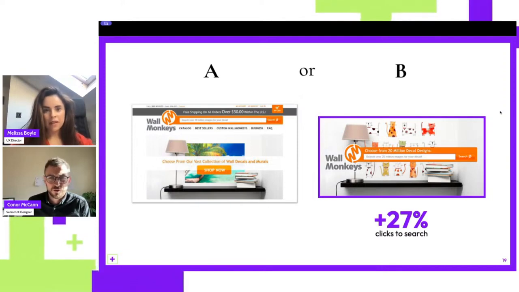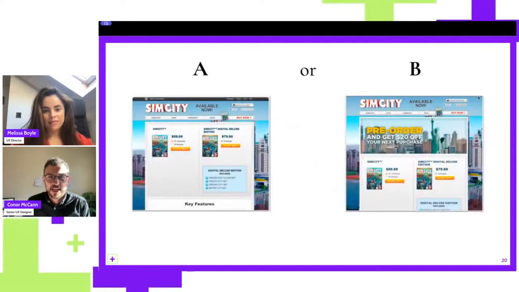So thanks for all the answers there, and I still see some coming in. On to our next one. This site allows users to buy SimCity, and I'm going to ask you again to pop in the chat A or B, which one you think might get more conversions or perform better.